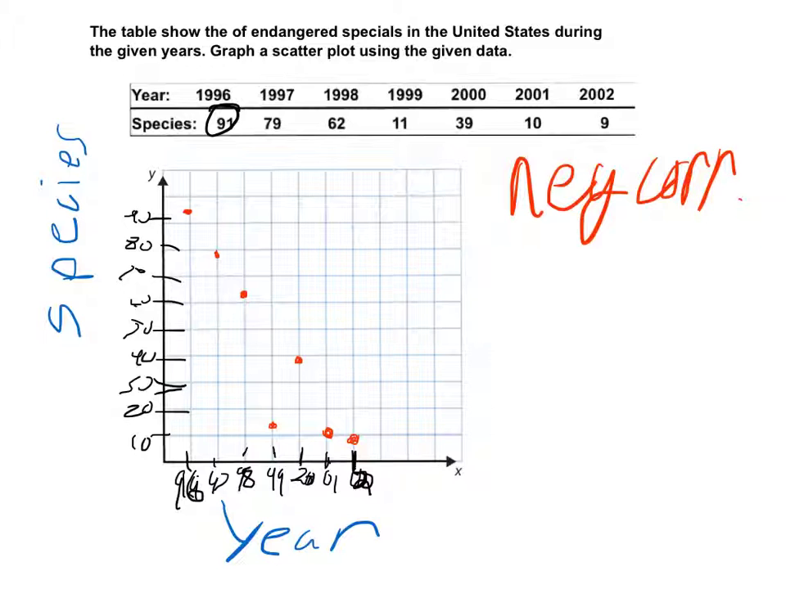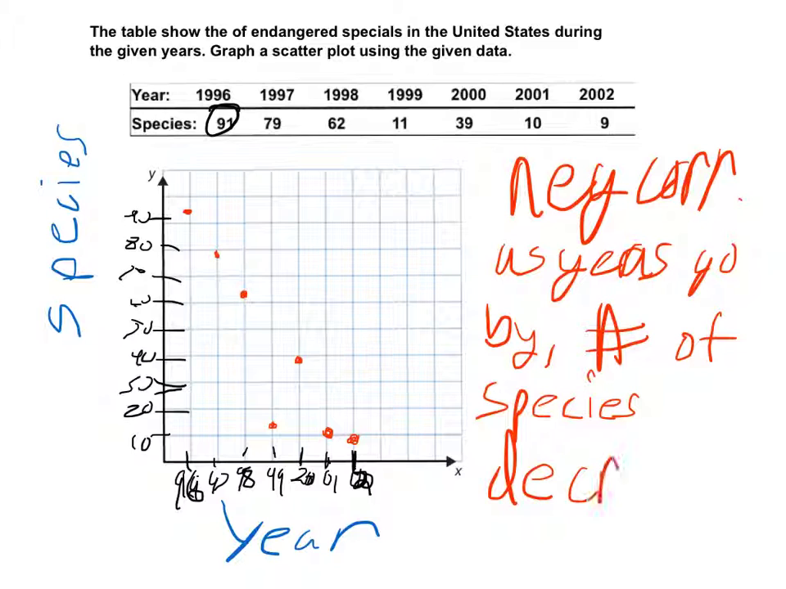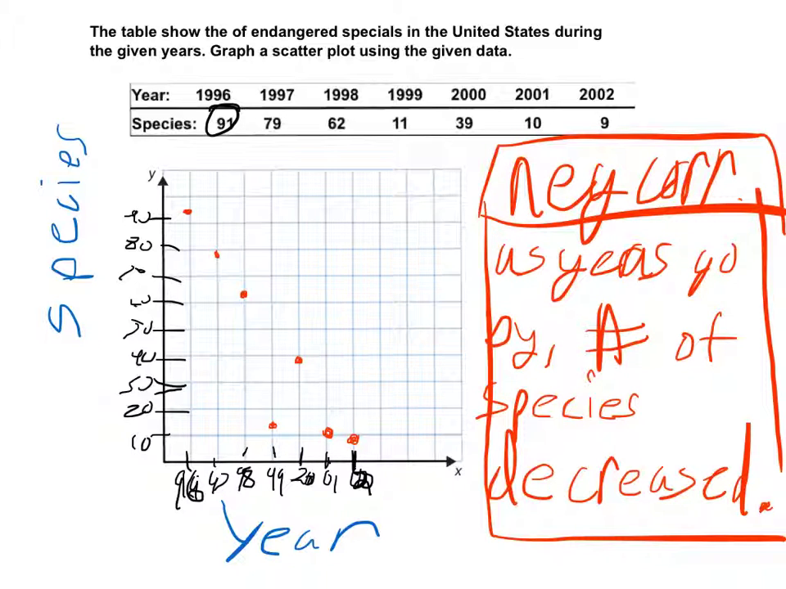Negative correlation. And how you would answer this is, as years go by, the number of species decreased. As you can see, it decreases. And it's negative correlation. That would be your answer.